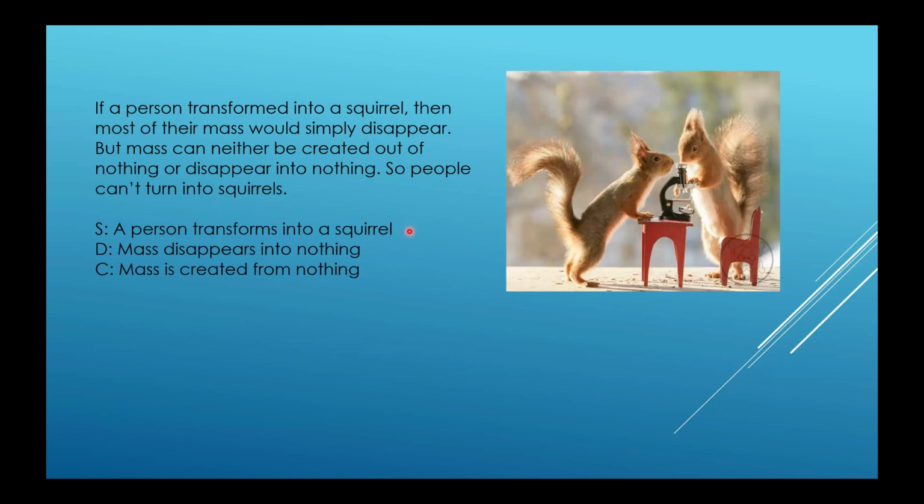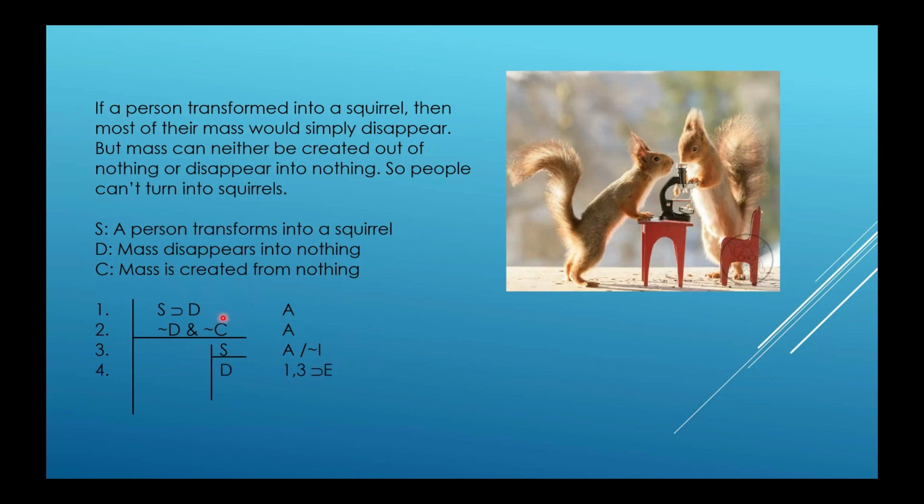Here's our symbolization key. These are our premises. If a person transformed into a squirrel, then mass disappears into nothing. But mass cannot disappear into nothing, and mass cannot be created from nothing. So we assume, and again, this is an auxiliary assumption, we're assuming this for the sake of argument, we're supposing that a person transforms into a squirrel.